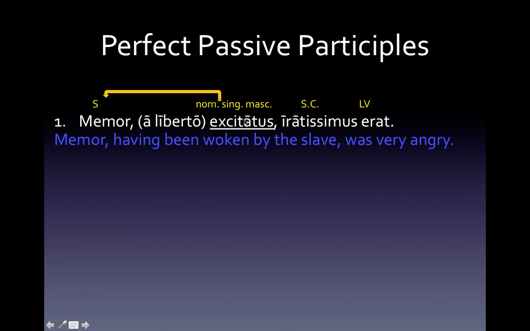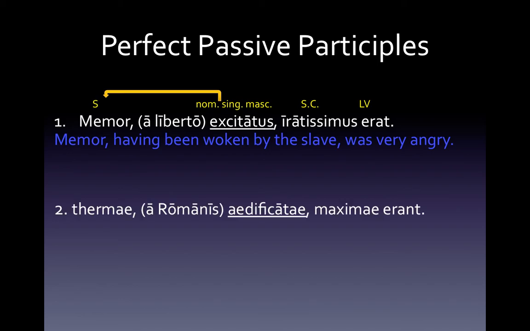So this right here, having been woken, is the participle. And then by the slave tells us who's doing it. So notice that memor, even though he's the subject of the sentence and he's the antecedent of the participle, is not doing the action. The action is being performed on memor. Memor is receiving the action. That's why it's passive.